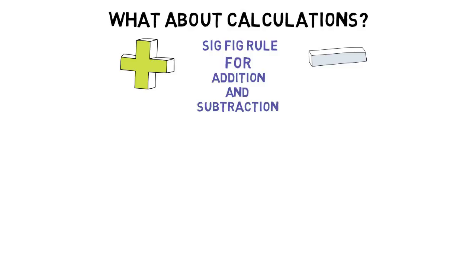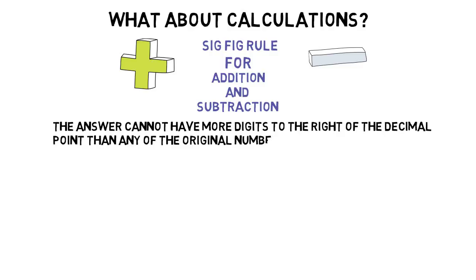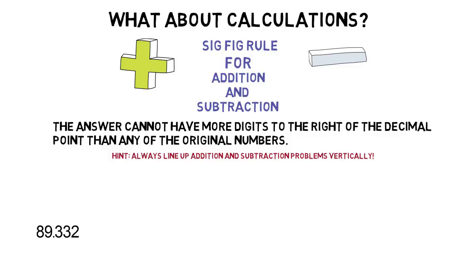For addition and subtraction, the answer cannot have more digits to the right of the decimal point than any of the original numbers. There's a big hint here. Always line up addition and subtraction problems vertically if you want to figure out the significant figures in your answer. So here we have an example problem. We have 89.332 plus 1.1.